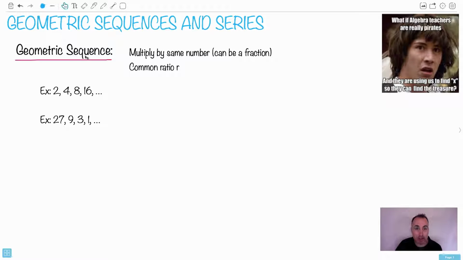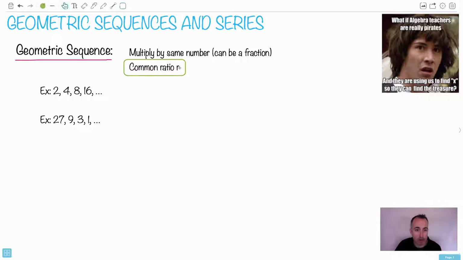Remember before we were learning about arithmetic, and arithmetic had a pattern. The pattern was you're always adding the same number. Remember, you can be adding a negative, right? The common difference could be a negative number. Well, geometric means you're always multiplying by the same number. That's the pattern here. We call this the common ratio R. So that's going to be the important part right here.